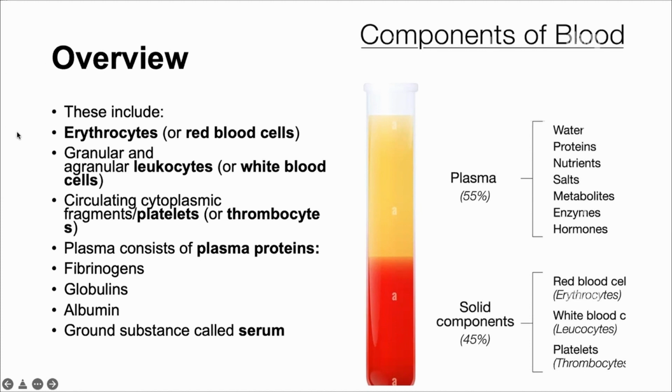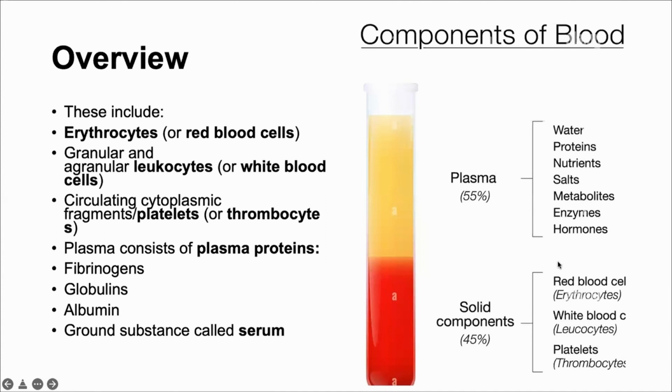So in terms of the erythrocytes, we already know that they're the red blood cells, and you also have the leukocytes, which can be granular or agranular, and you have the platelets, which are the thrombocytes. You already know that the plasma consists of proteins, so it's just to fine-tune what proteins are in it. You have fibrinogen, globulin, albumin. The ground substance is called serum.